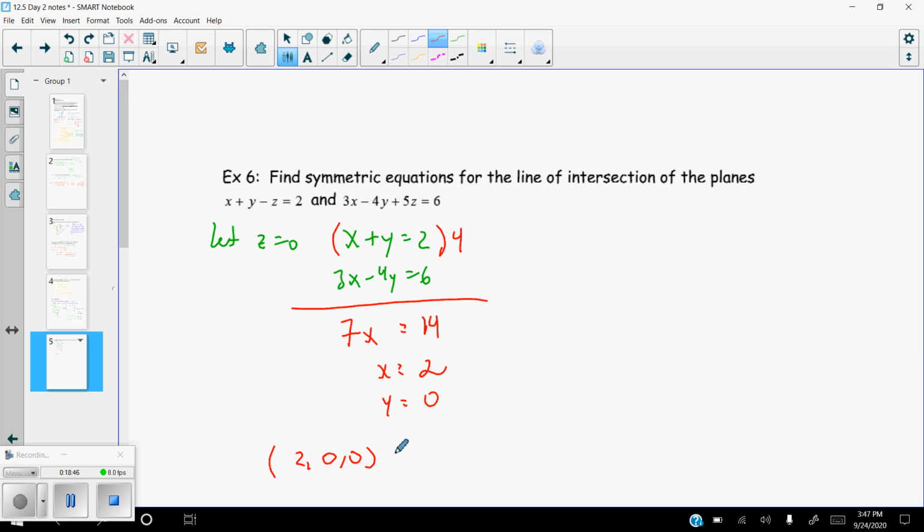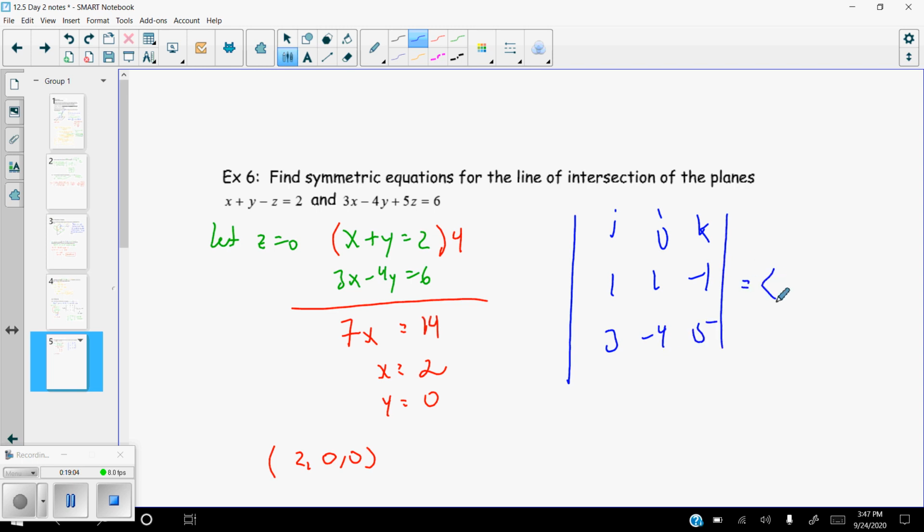All right, now we need the cross because I need a parallel vector. So let's cross. Let's go and do it in blue this time. So let's cross 1, 1, negative 1, and 3, negative 4, 5. And let's see what we get there.